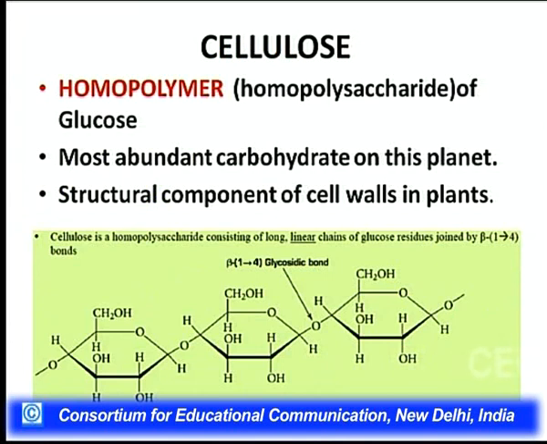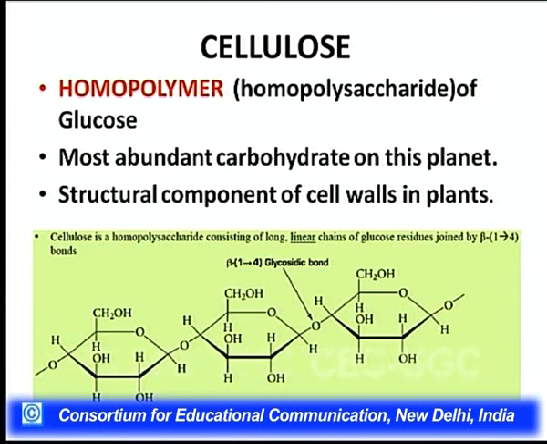Now if I talk of cellulose, please remember cellulose is a homopolymer, that is, a homopolysaccharide of glucose. Cellulose is the most abundant carbohydrate on this planet, and it forms the structural component of the cell walls in plants. But the irony of the situation is that most living beings cannot digest cellulose. If we were able to digest cellulose, the problem of food scarcity would not be there. Cellulose can only be digested by cows and buffaloes. We do not have the enzymes in our system to break down cellulose.